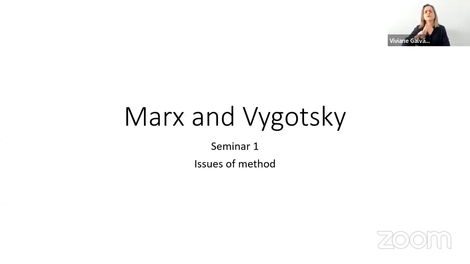And similarly, what did Vygotsky set out to achieve? What did he think he was doing? How did he see his own relationship to Marx and the relationship between his work and Marx's work and the Marxist tradition more generally? And what do we now, from our vantage point, make of all of that? Are we in a better position now, after nearly 90 years after Vygotsky's death, to see some of these things more clearly?